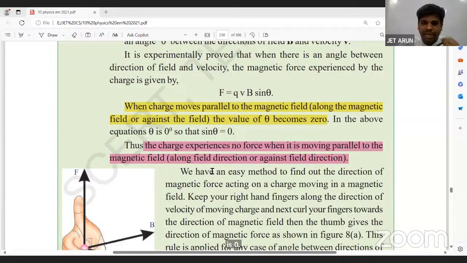All right, thus the charge experiences no force. Here I highlighted it in pink. No force when it is moving parallel to the magnetic field, that is along the field direction or against the field direction.